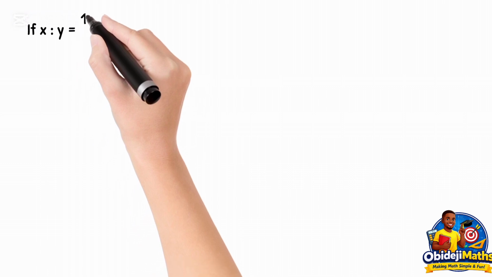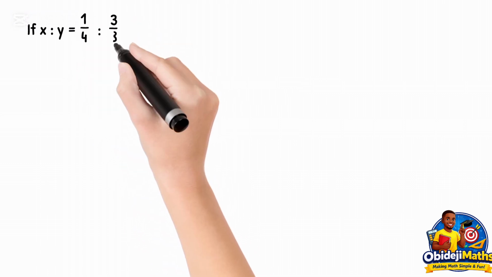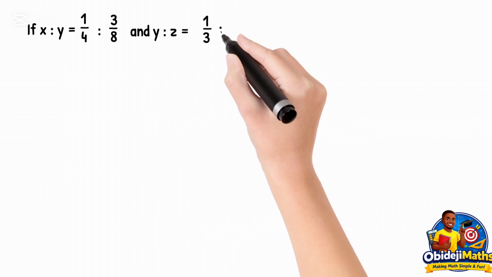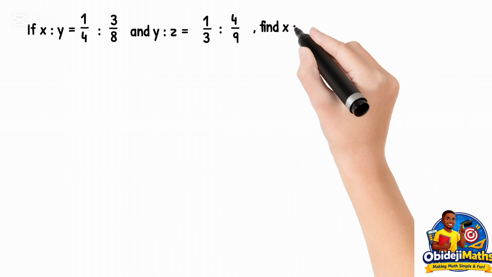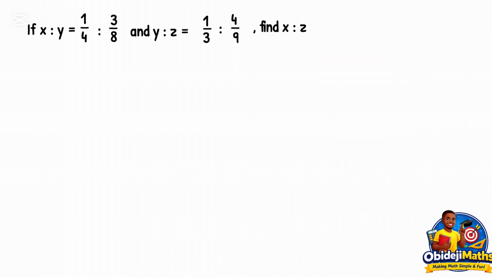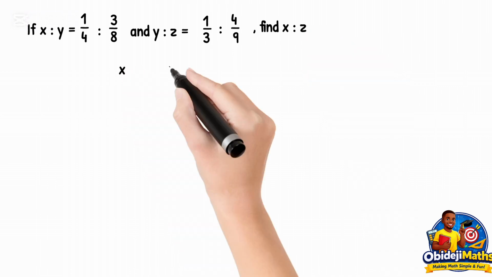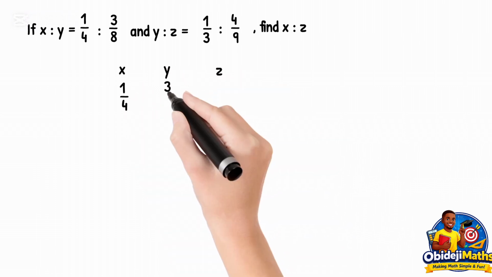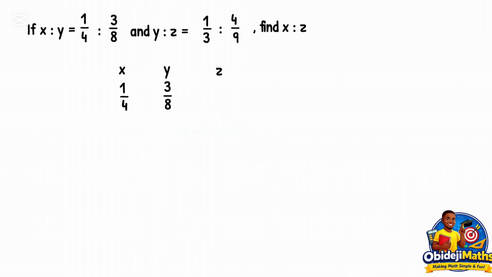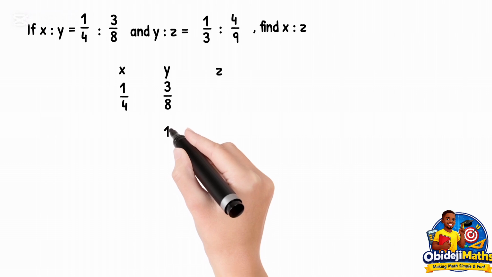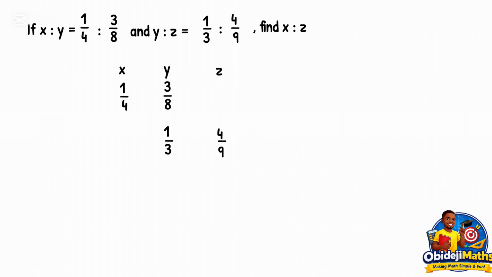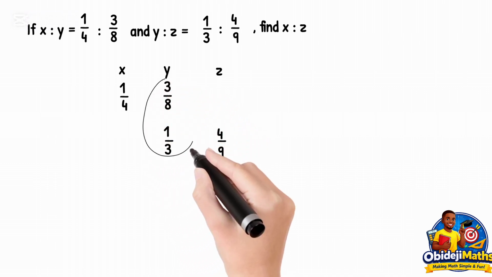If x ratio y equals 1/4 ratio 3/8 and y ratio z equals 1/3 ratio 4/9, find x ratio z. Now this is a fraction, so we are going to use the same method. x is 1/4, y is 3/8 for the first one. For the second one, y is 1/3, z is 4/9. So we need to merge that y. They have to be the same thing. So what can we do to do that?